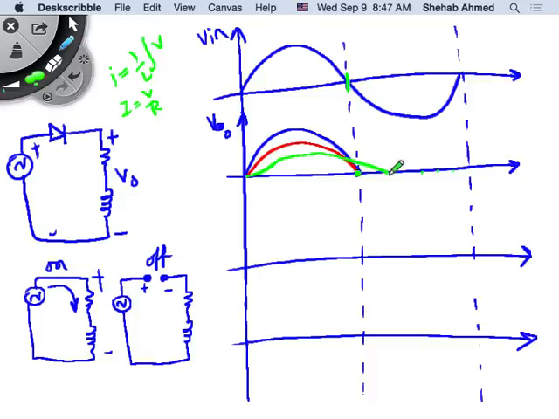No, if I didn't have a diode, I just put an AC source across an RL circuit. Yeah, it will go negative. So if it tries to go negative when I have a diode, what happens to the diode? If you try to push negative current through a diode, it will turn off.